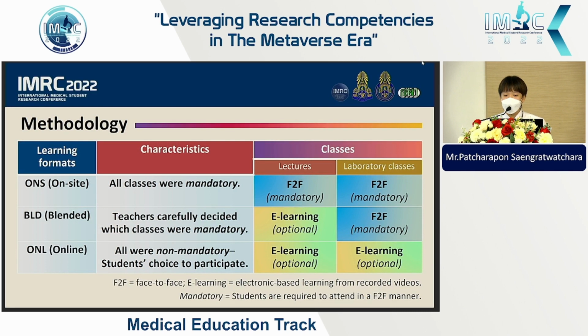These learning formats were different in their characteristics. For on-site, all of the classes were mandatory, meaning that all of the lectures and laboratory classes were mandatory, and the student needs to go to the faculty as the learning is done face-to-face. For the blended, teachers carefully decided which classes were mandatory. The lectures were optional, and the laboratory classes were mandatory, meaning that they need to go to the faculty.